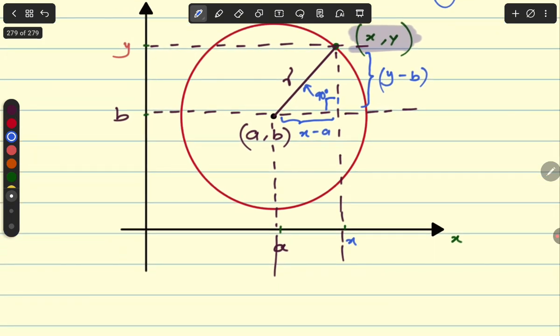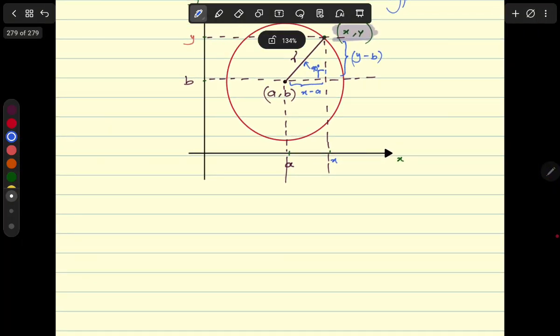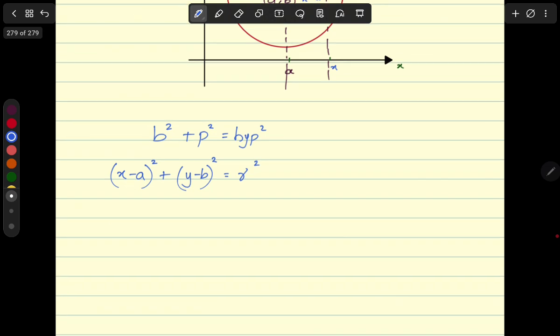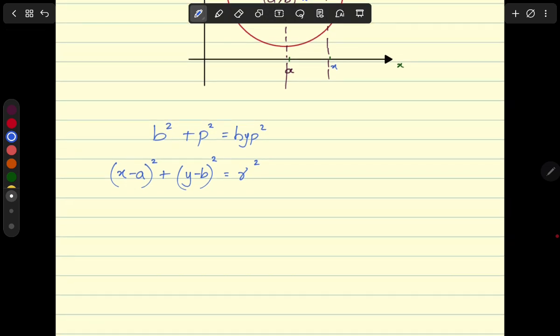Now what we can do is we can simply put them all together in a Pythagoras formula, which is base squared plus perpendicular squared is equal to hypotenuse squared, right? Now hypotenuse is radius, so we are going to say r squared. Base is (x minus a) whole squared, and perpendicular is (y minus b), and because it is perpendicular squared, we are going to put a square here as well. And here you have your equation of a circle, right?